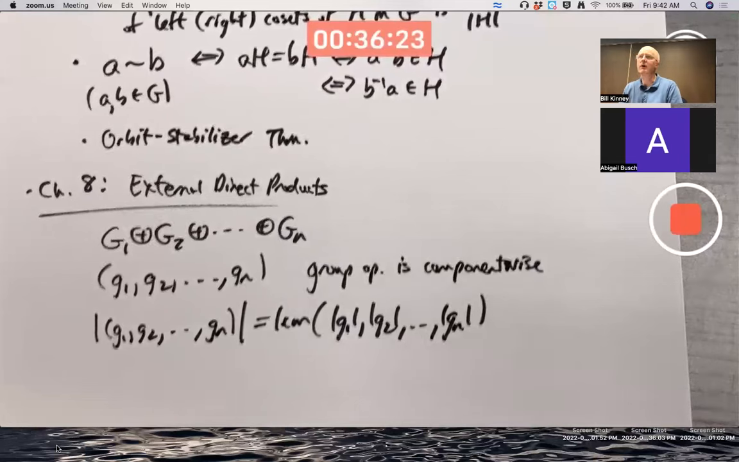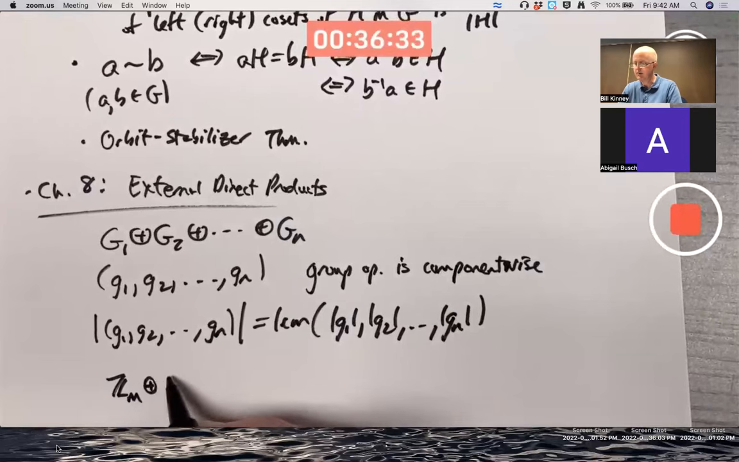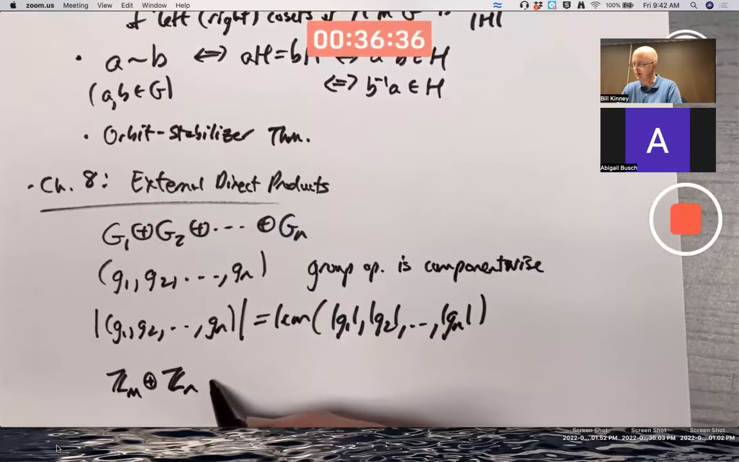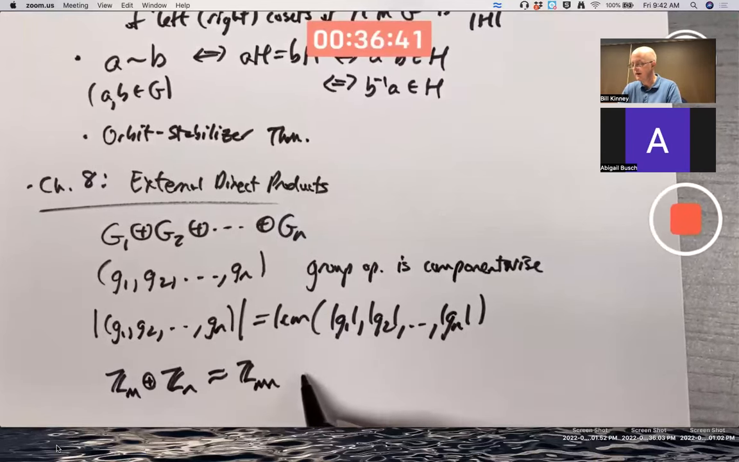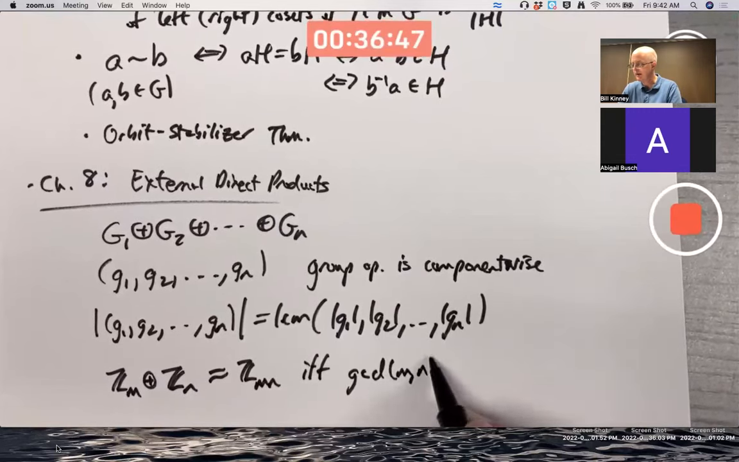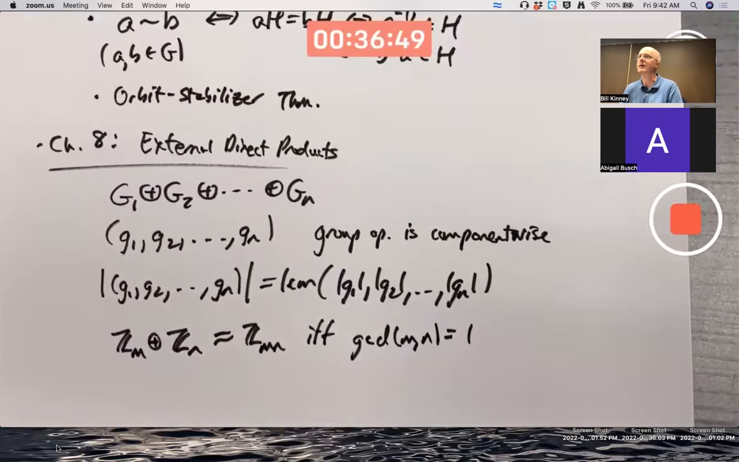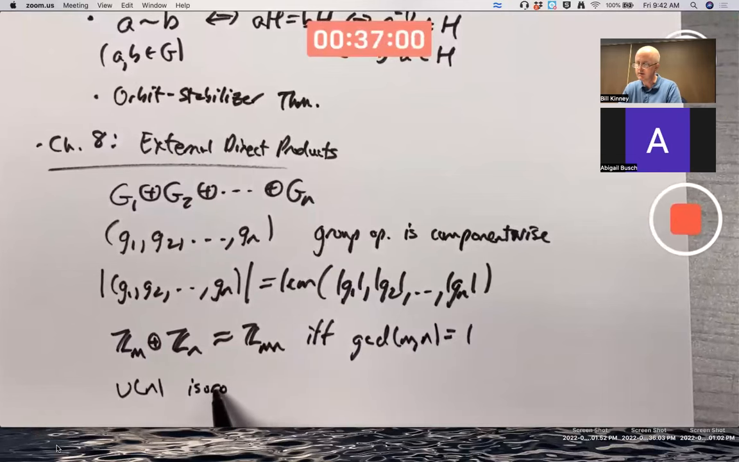There are also various isomorphism facts in chapter 8. For example, Zm external direct product with Zn is isomorphic, is cyclic, you might say, to Z_mn if and only if the GCD of m and n is 1, if and only if m and n are relatively prime. You've got information about U(n) groups, isomorphism classes, and isomorphism facts.